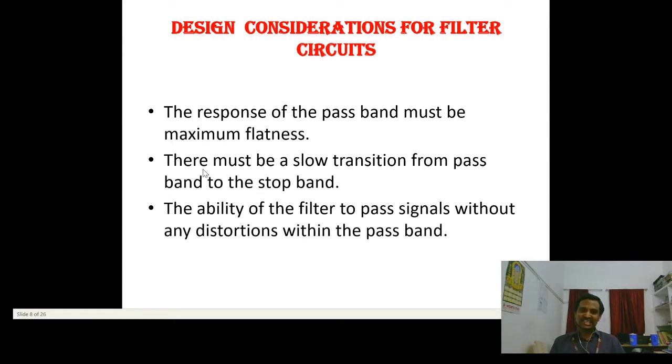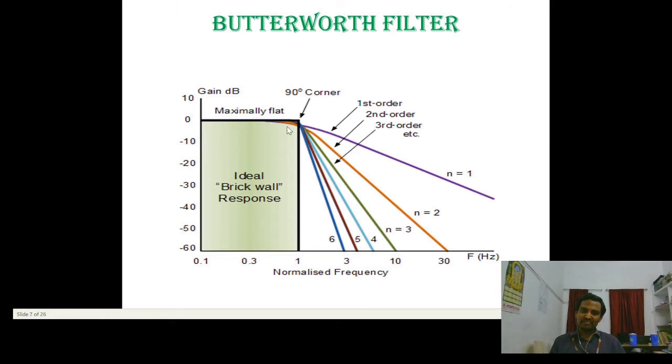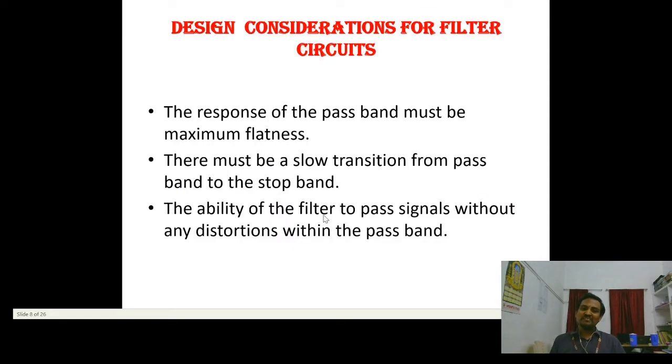The second consideration is that there must be a slow transition from pass band to stop band. I already showed you. So this is our pass band and this is our stop band. There must be a small transition in between the pass band and stop band, and the filter must pass signals without any distortions within the pass band, so distortions must be eliminated. So these are the three basic design considerations while designing the Butterworth filter.